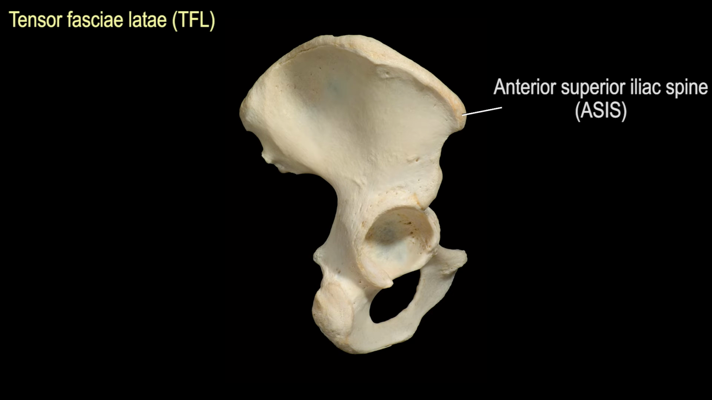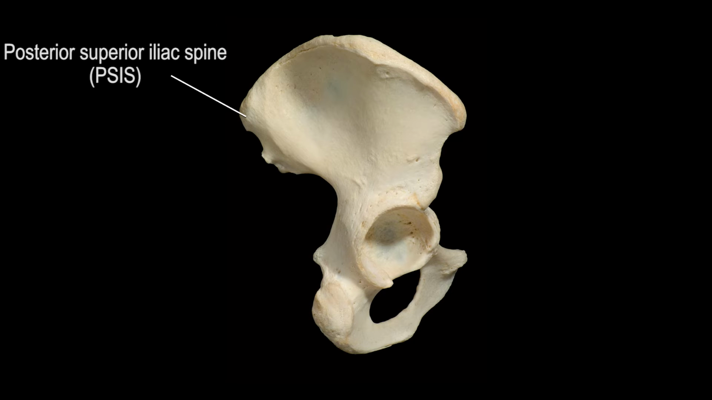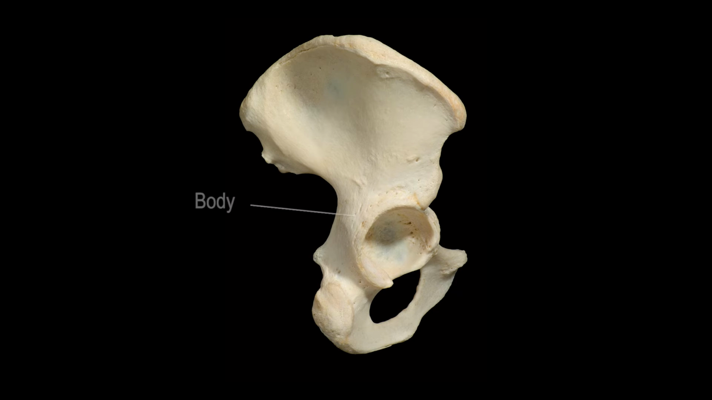Two muscles attach onto the ASIS. They are the tensor fasciae latae, the TFL, and the sartorius. And one muscle attaches onto the AIIS, and that is the rectus femoris of the quadriceps femoris group. The PSIS is an excellent palpatory landmark for locating the sacroiliac joint. The body of the ilium is considered to be located right here.